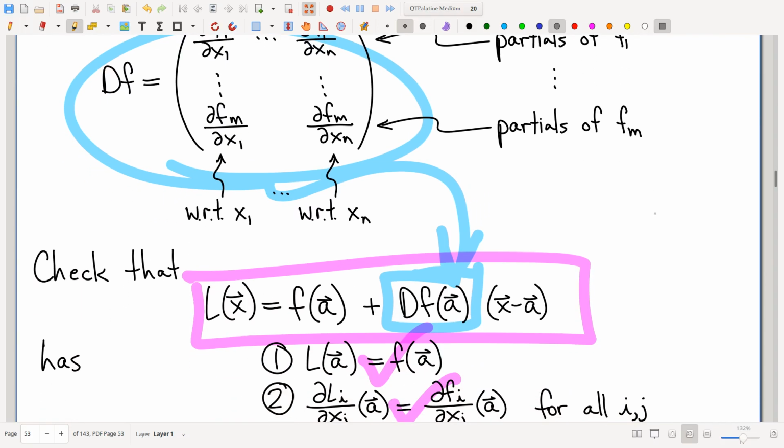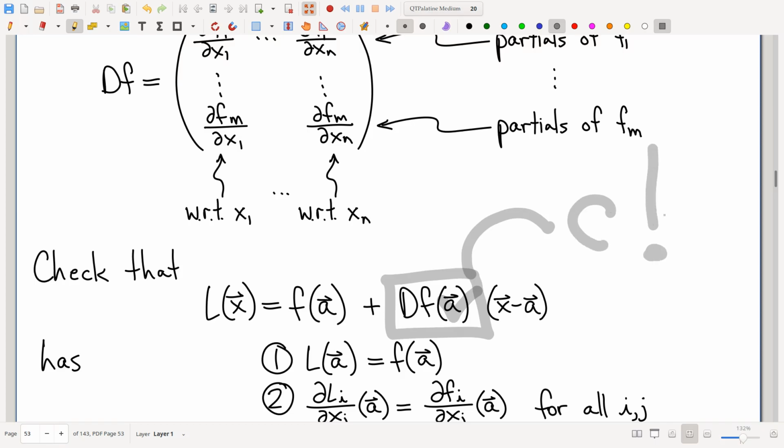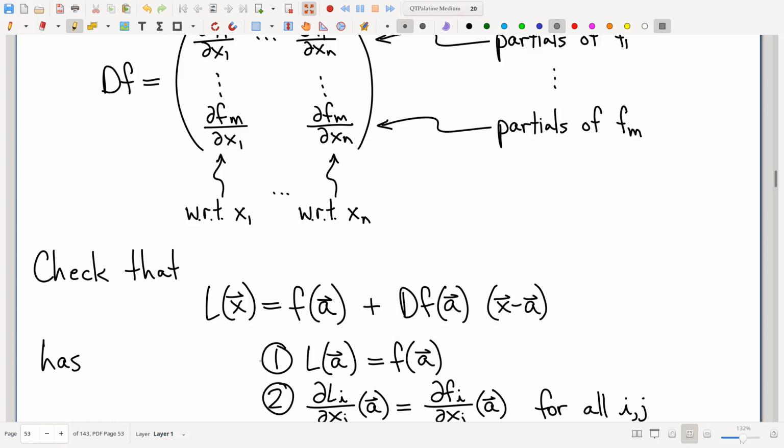And then likewise here, analogously, notice this is evaluated at A, and so this is and should be treated as a constant as you take the various derivatives of the function L. Okay. So again, great exercise. Give that a shot. Make sure you can confirm that these properties hold.